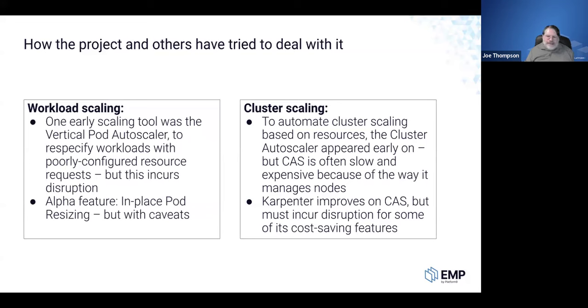The VPA will actually rescale that workload's requests to be higher or lower as that workload's actual usage indicates that it needs. The problem with this is, and this goes back to the whole model of Kubernetes, until very, very recently, the only way to scale a workload like that, to actually change its resource requests, was to terminate it and restart it with its new configuration. So you incur disruption doing that. And that's not a great thing, particularly for some workloads that are very sensitive.